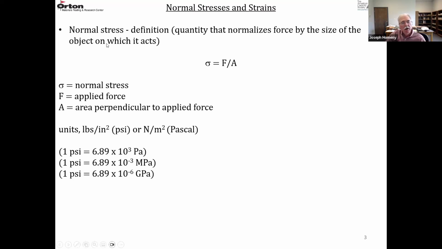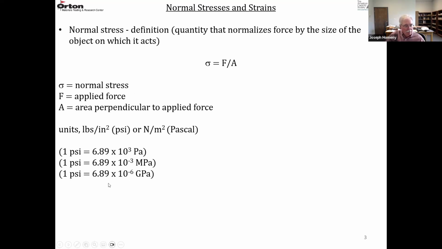So a normal stress is simply a quantity that normalizes the force by the size of the object. So the normal stress sigma equals the applied force divided by the area, and that's the area perpendicular to the applied force. PSI and pascals are the normal units for stress.